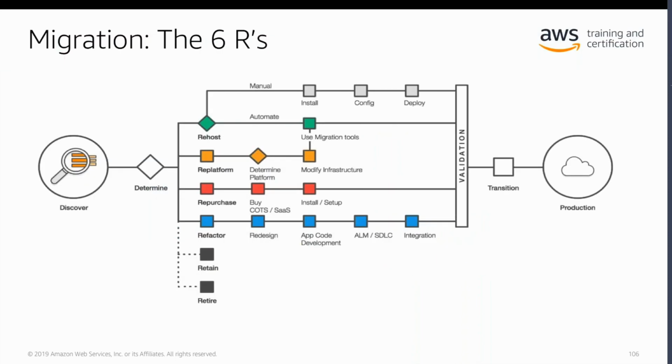Migration of applications into AWS. What are some different migration strategies for migrating applications in? Well, there's a couple of them, the 6 of them that you see here on the slide for migration. Refactoring, replatforming, repurchasing, redesigning, retaining, and retiring.